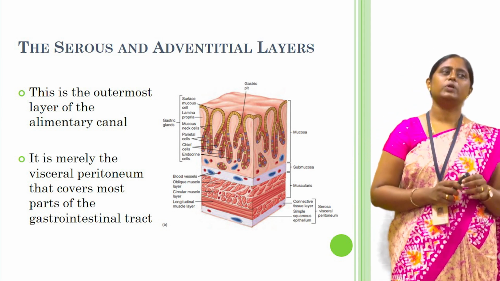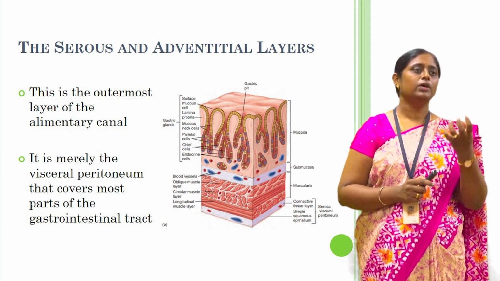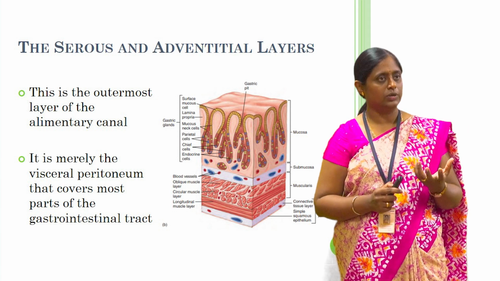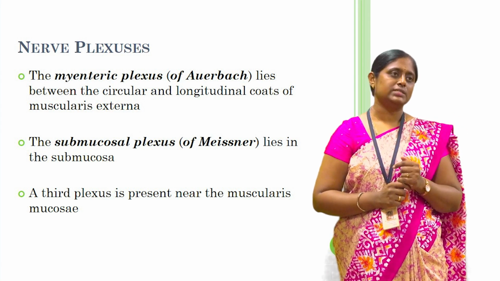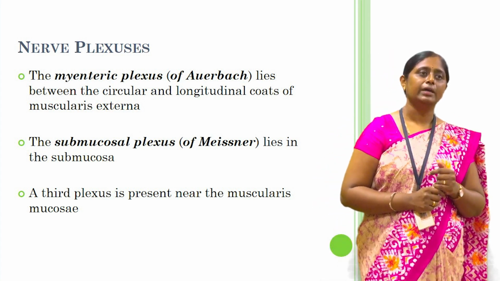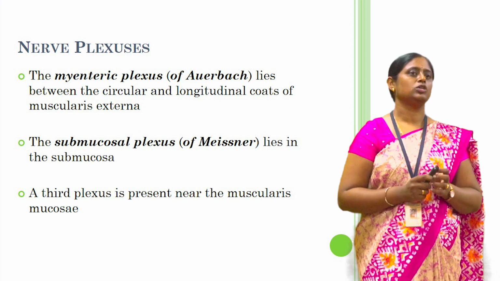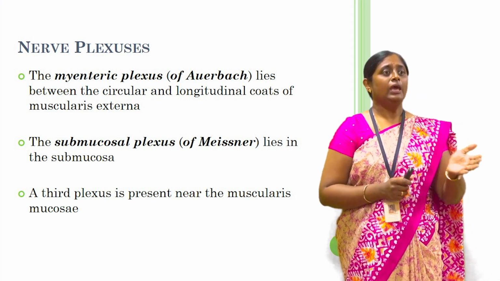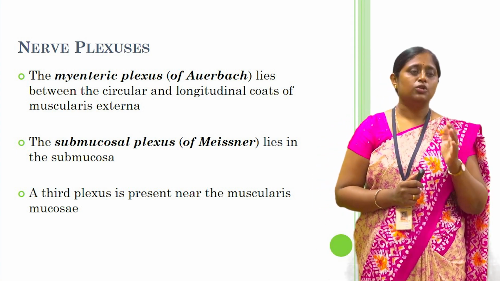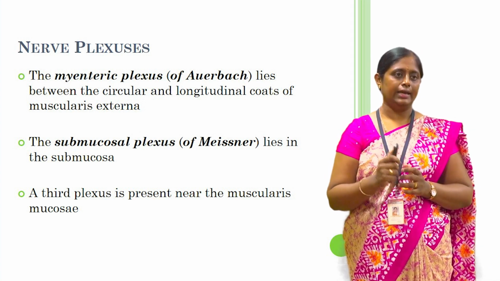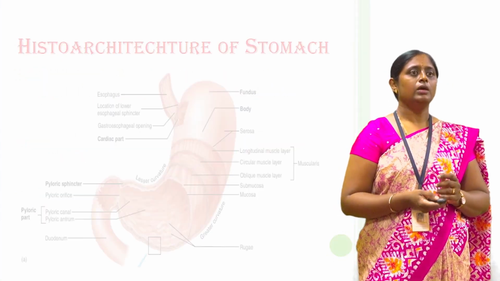And also we can see the presence of nerve plexuses. These nerve plexuses are nothing but an arrangement of nerves in the form of a network. Two nerve plexuses can be seen in the gastrointestinal tract. The first, we call the myenteric plexus, or the plexus of Auerbach, which lies between the circular and longitudinal coats of the muscularis externa. The next, we call the submucosal plexus, or the plexus of Meissner, which lies in the submucosal lining. And a third plexus is also present, in the muscularis mucosae.